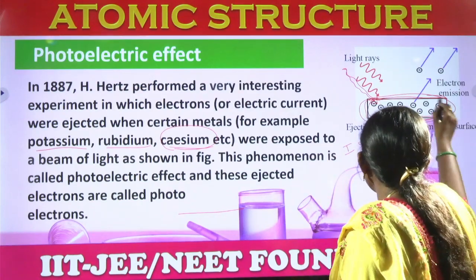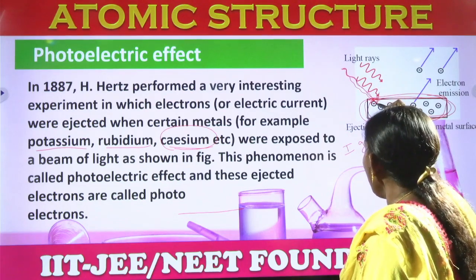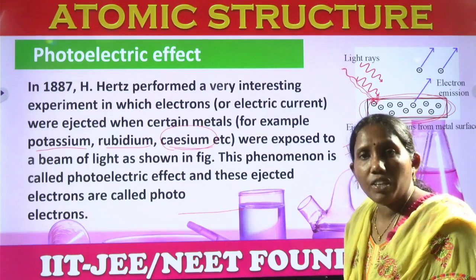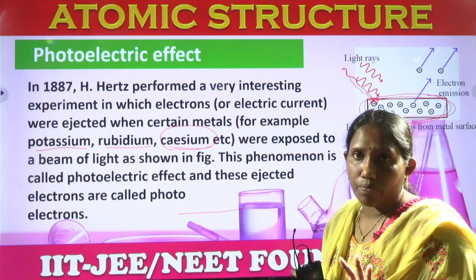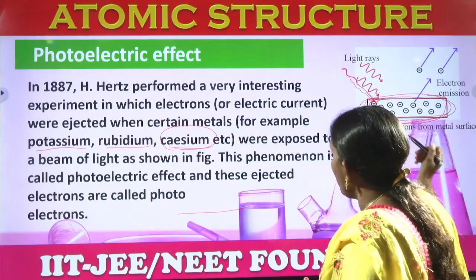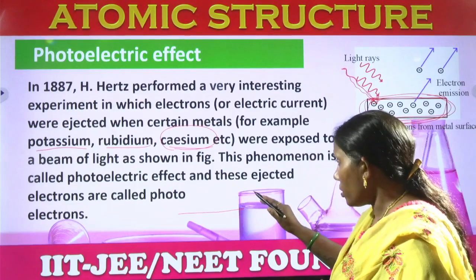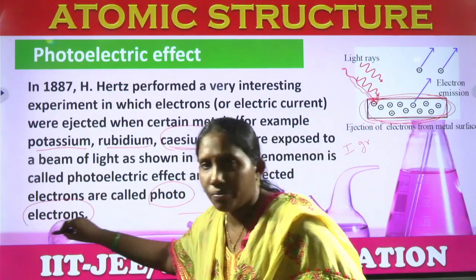When light rays are passed on a metal sheet, immediately some amount of electrons are ejected outside with some speed. The speed is called kinetic energy, okay. So this complete phenomenon is called the photoelectric effect, and those ejected electrons are called photoelectrons, okay.